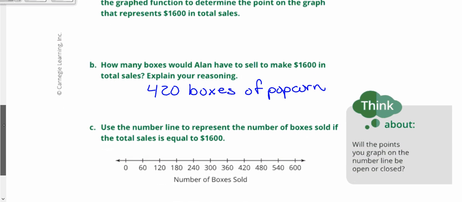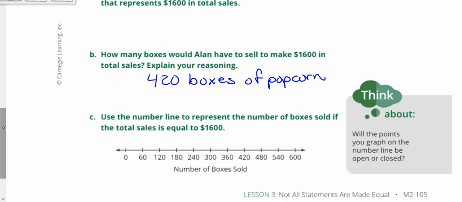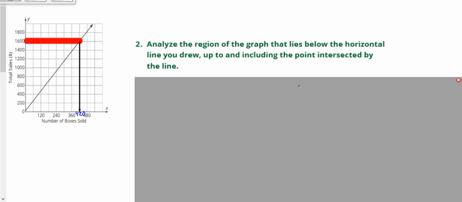Now, how would we represent that on just a number line? Well, exactly 420. So we would put a dot right on 420 for number of boxes sold. Now they ask us to analyze the region of the graph that lies below the horizontal line you drew, up to and including the point intersected in the line. So again, we're looking at the region that lies below the horizontal line. So we're kind of looking at this area down in here.